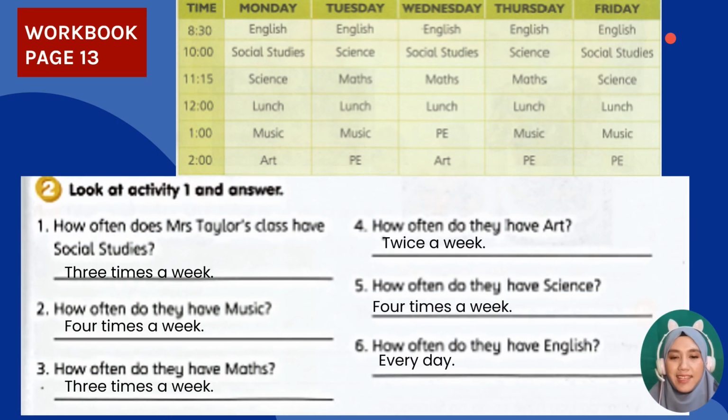Okay, these are the answers to all the questions. Number 1, 3 times a week. Number 2, they have 4 times a week for music. Number 3, they have math 3 times a week. Number 4, they have art twice a week. Number 5, they have science 4 times a week. And number 6, they have English every day.